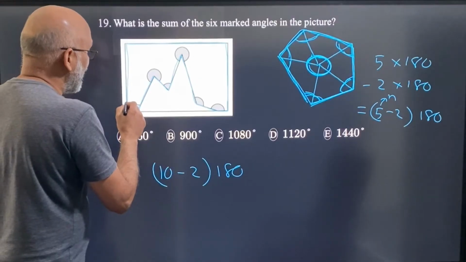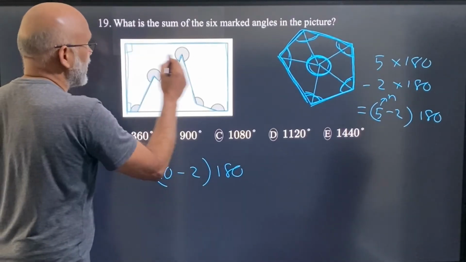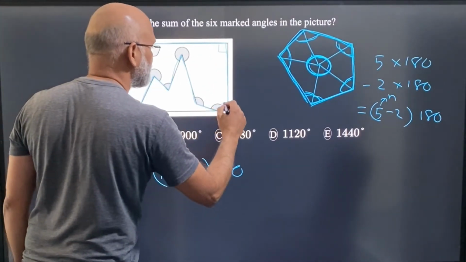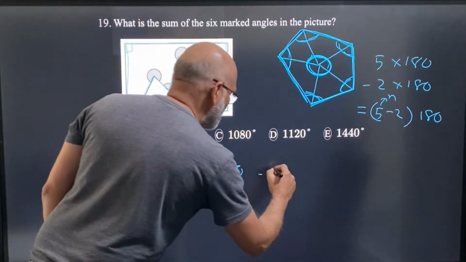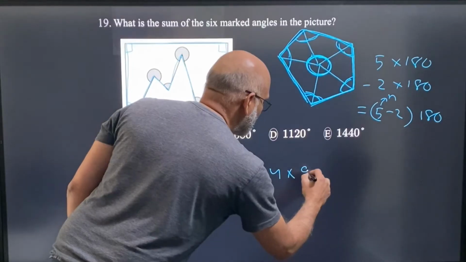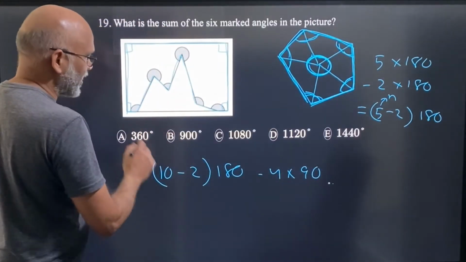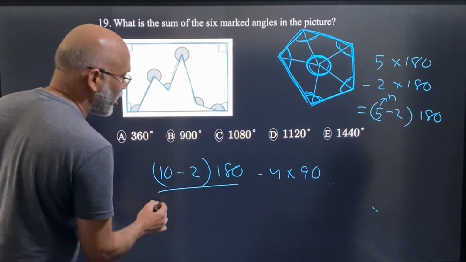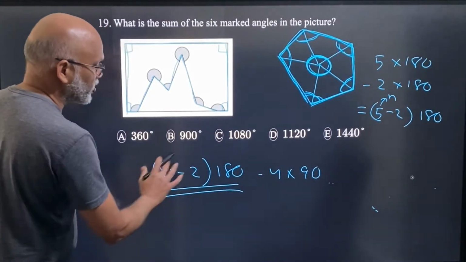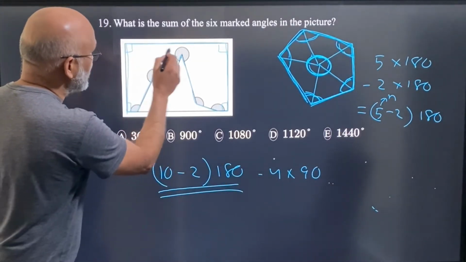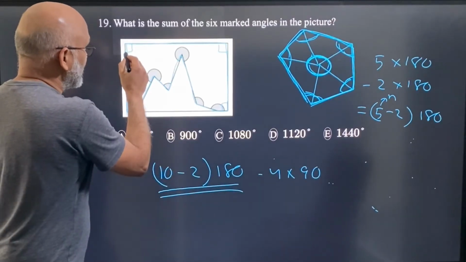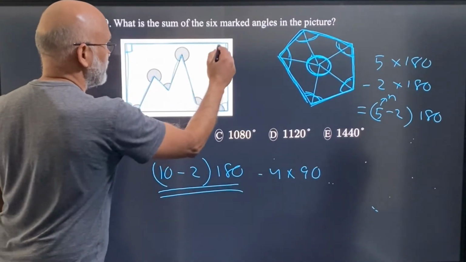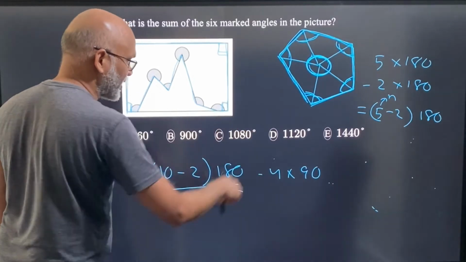But I don't need this, right? So these I have to take away. These are the 4 right angles. 4 right angles. So minus 4 times 90, right? So I have to subtract this away. This is the sum of all the interior angles of this 10-sided polygon, but I don't need these 4 right angles. So I'm subtracting that away.